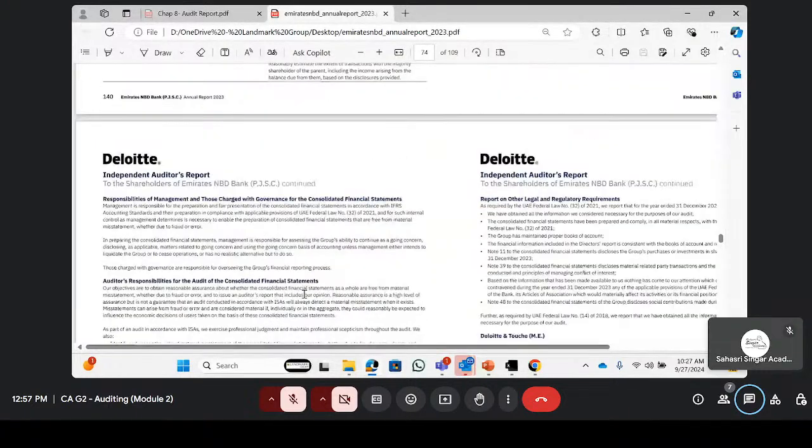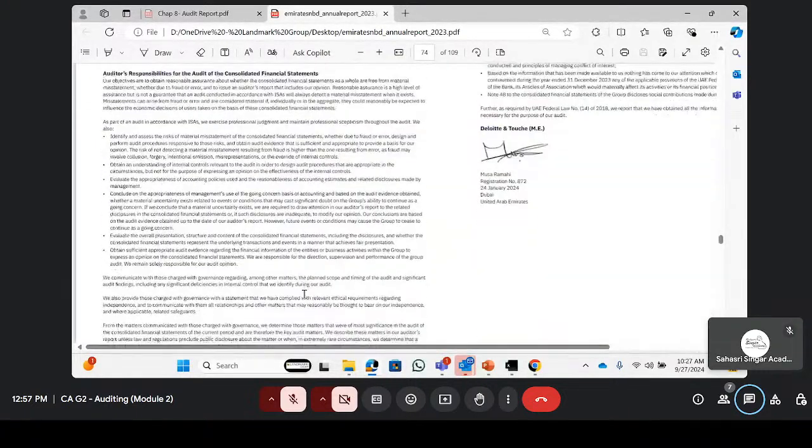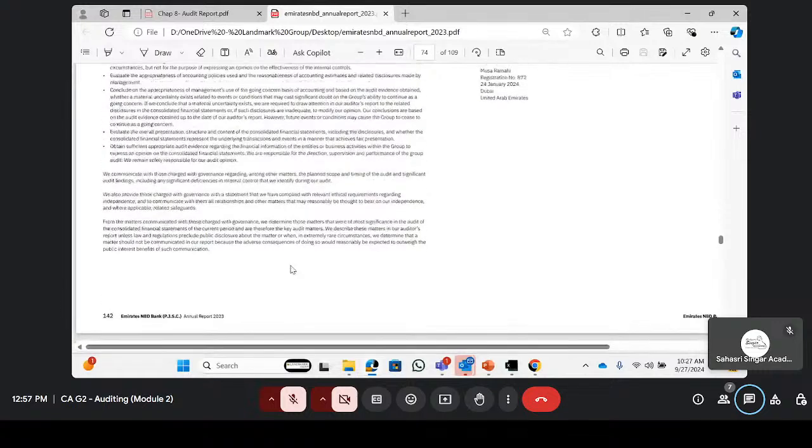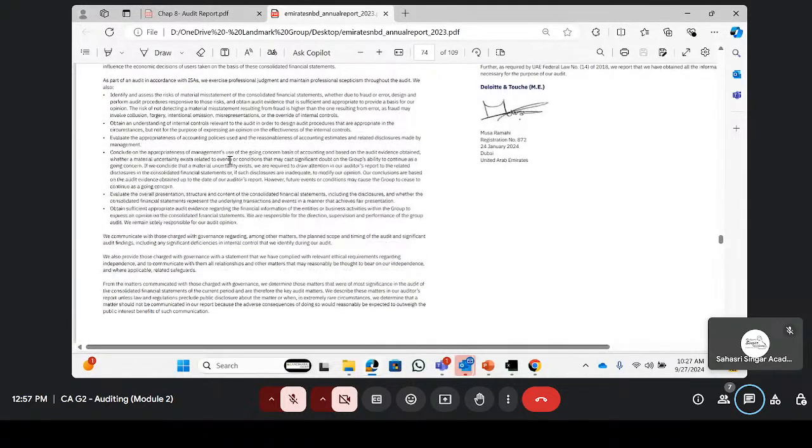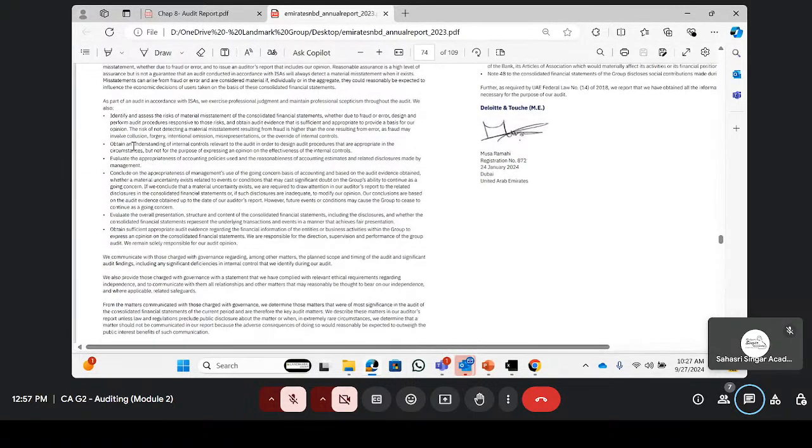Okay, in addition to that, after the auditor's responsibility, you can see here, correct? So you will see many things, the same thing only. Identify and assess the risk of material misstatement due to fraud and error, obtain an understanding of internal controls. Whatever point you read there, it will come here completely.